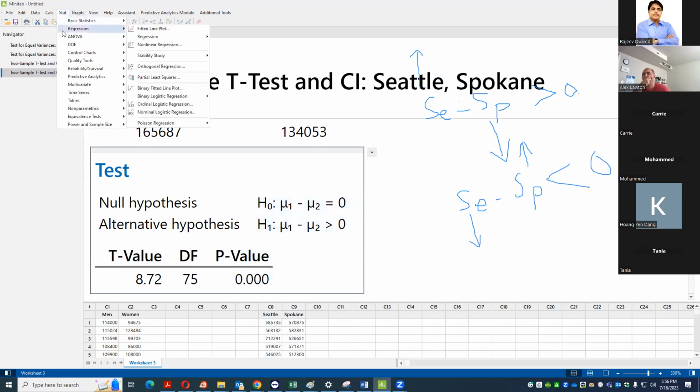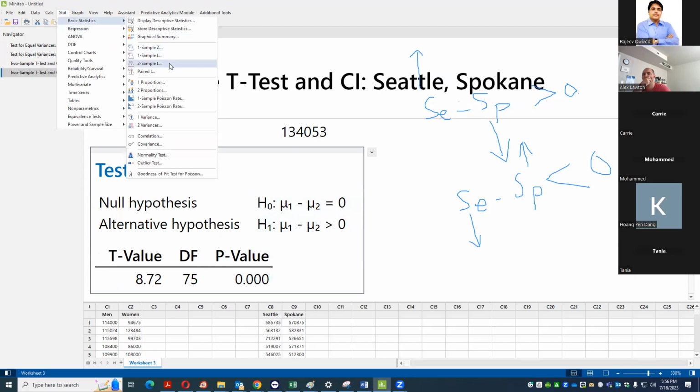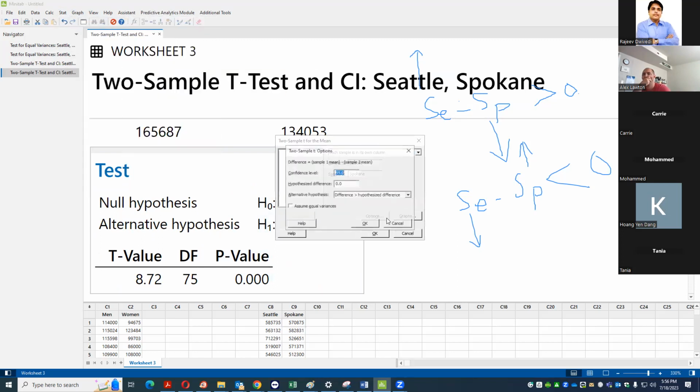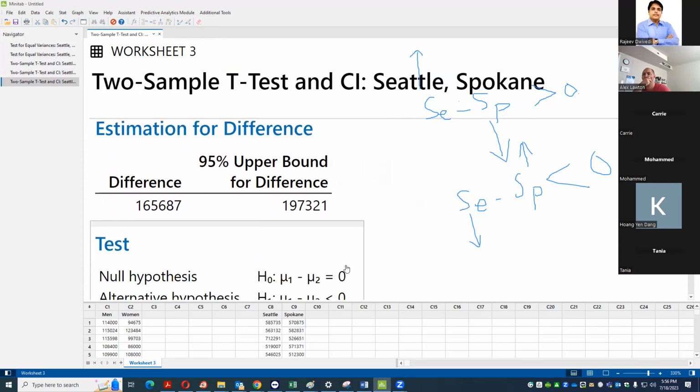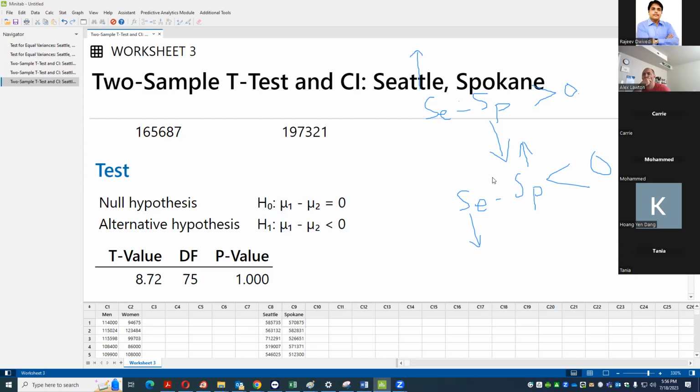Let's try the third option. Now I'm going to do the reverse, and then you can see here the p-value. That means the null hypothesis is correct, and the alternative is not correct.